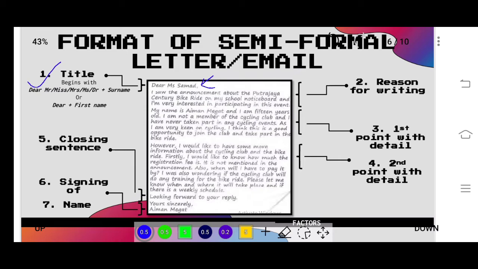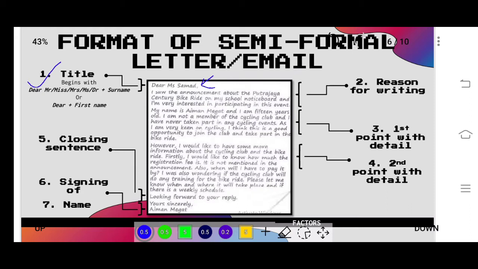For example, here we can see Dear Miss Samad. We know that Samad is a guy, but why do we use Miss? Because Samad is the surname in the letter. This is the person we want to send the letter to. Samad is their surname, and the person is a girl, Sarah Samad. So we use Miss. That is the first one, where we use Miss Samad.